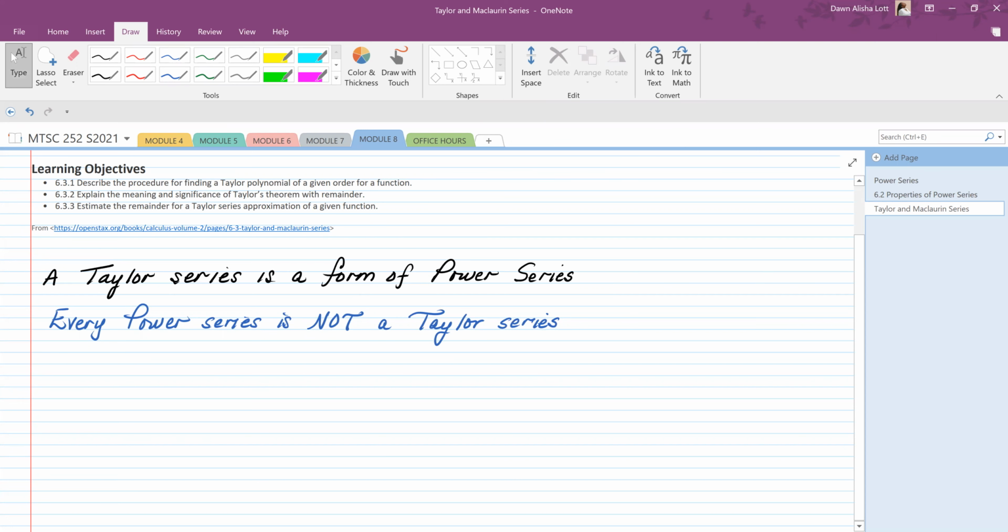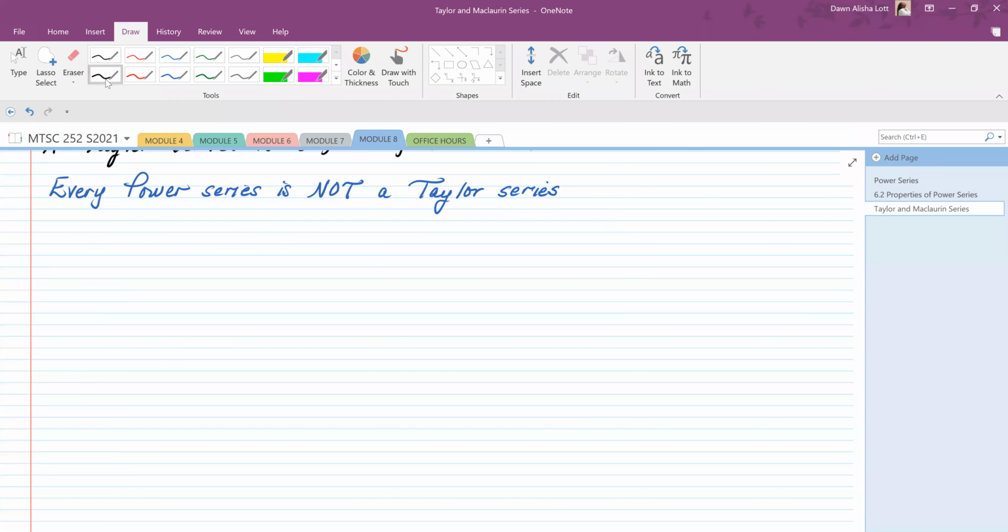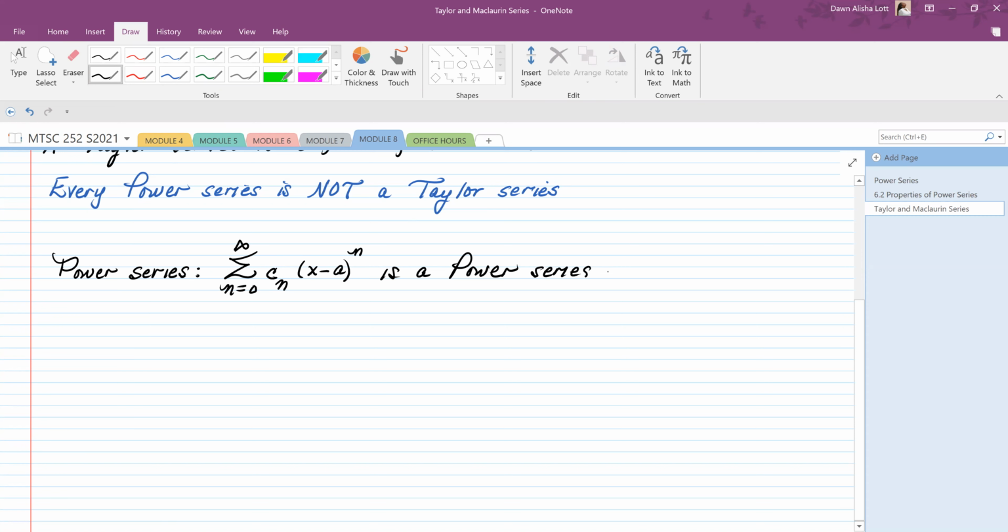Okay, so let's just start for a moment with a regular power series. So we had a power series, and that was the summation n equals 0 to infinity of c_n times (x minus a) to the n. This is a power series about x equal to some number a.